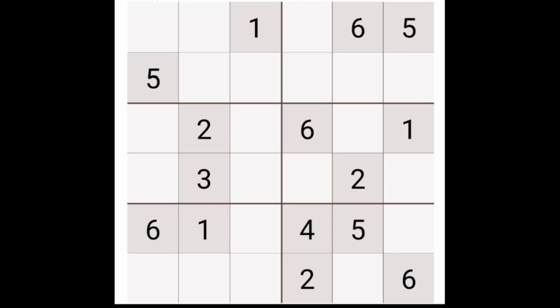And in the rows, first row 1, 6, 5. Second row, only 5 number. Third row, 2, 6, 1. Fourth row, 3, 2. And fifth row, 6, 1, 4, 5. And sixth row, 2 and 6.